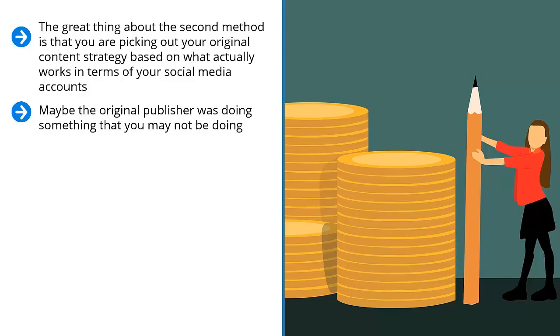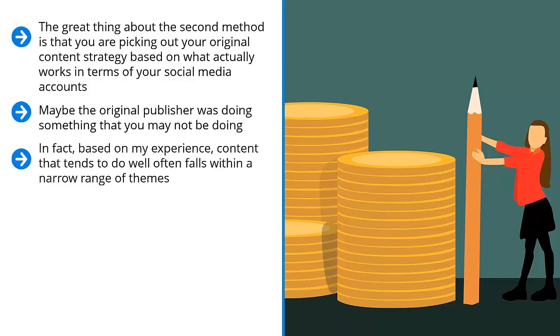Do curation first, let it run, and then pay attention to your statistics. You should be able to see a pattern. In fact, based on my experience, content that tends to do well often falls within a narrow range of themes. In fact, in some of my campaigns, almost all of the content that got a lot of love from the internet was focused on one question. That's how focused your audience's needs may be.